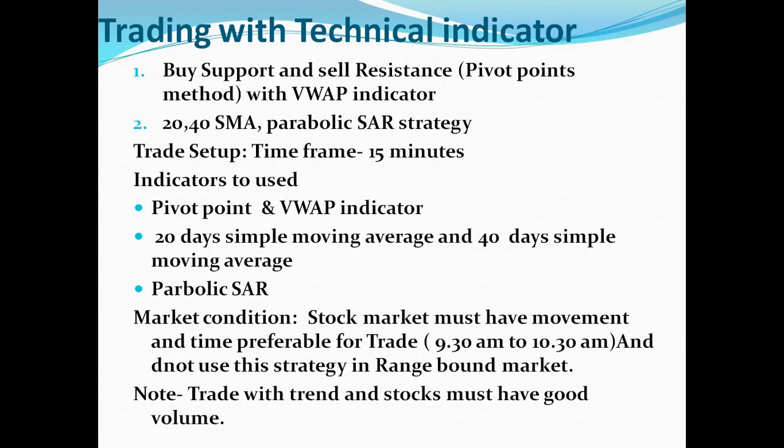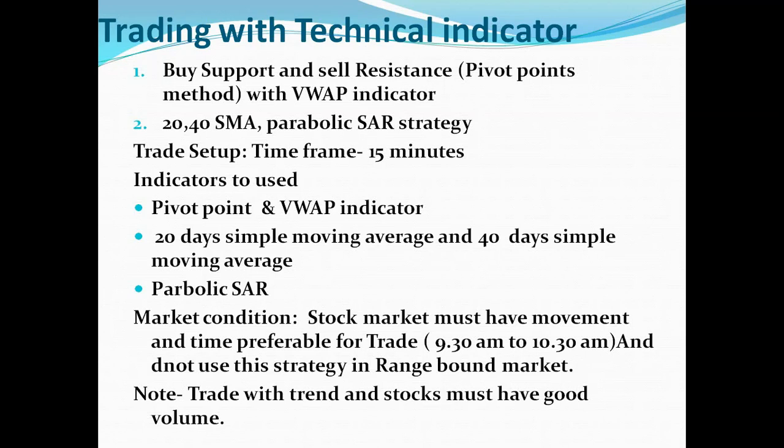I am going to tell you today about trading with technical indicators. There are two strategies which I am going to cover. First is buy support and sell resistance, pivot point method with VWAP indicator. The second strategy is 20 40 simple moving average and parabolic SAR.